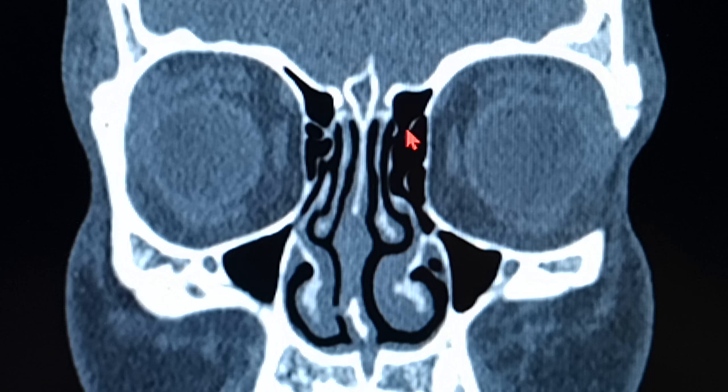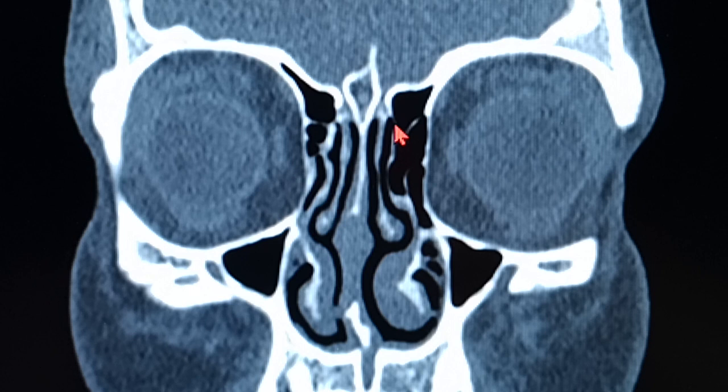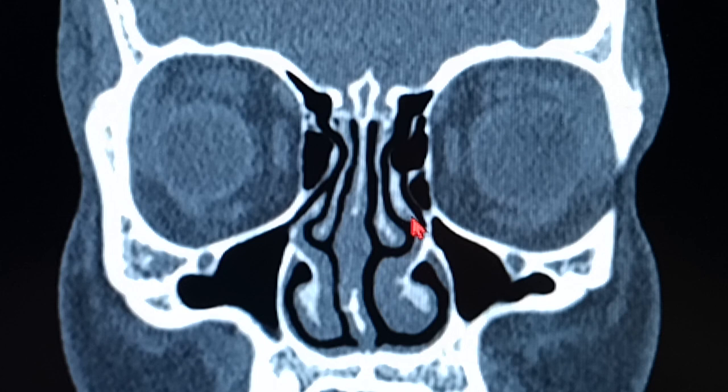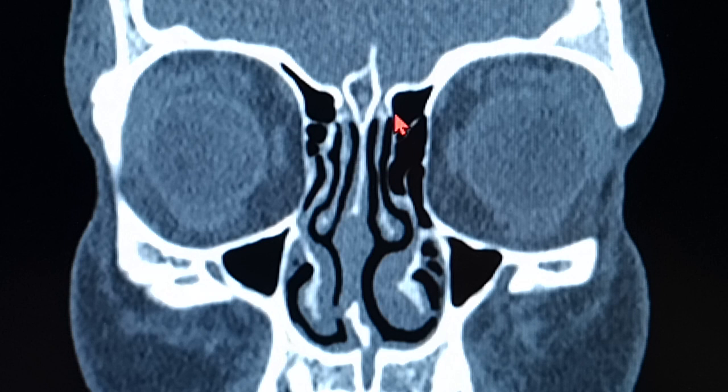But if you see very closely over here, in this case, it has got two attachments. You can see this is a middle turbinate, but you can see this is the uncinate, right? If I closely have a look, this is the uncinate. And here you can see it is attaching faintly to the skull base over here, the cribriform. It has a cribriform attachment. So you can see this is the uncinate. It has basically a skull base attachment.